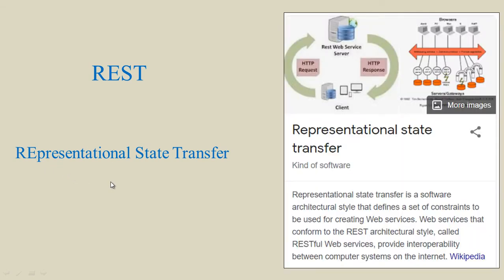REST. R-E-S-T. Representational State Transfer. Representational state transfer is a software architectural style that defines a set of constraints to be used for creating web services. Web services that conform to the REST architectural style, called RESTful web services, provide interoperability between computer systems on the Internet.